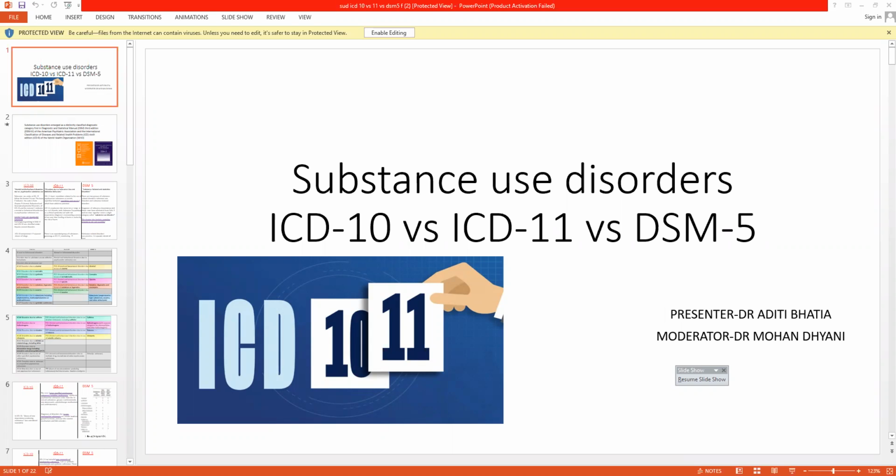It has resolved a lot of the issues that were there at times. Plus, you missed one thing. ICD-10 says 1 month in 12 months, while ICD-11 and DSM-5 say at least 3 months of a continuous pattern in the diagnosis.